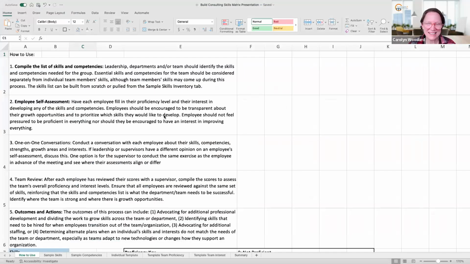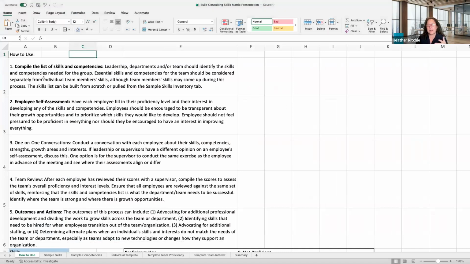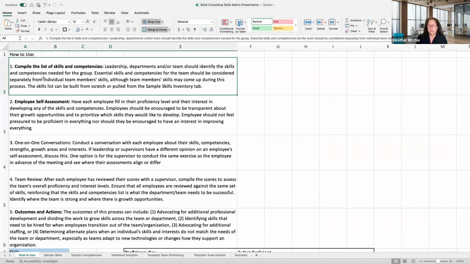And so you may be thinking, how am I going to use this skills matrix? How do I step into it? So the first place you can start is compiling the list of skills and competencies. The reason this is the first step is that not every team or department is going to need the same skills or competencies. And so you can survey your organization, have anecdotal conversations with people. You can just talk to the team and brainstorm, or you could use our sample skills list to get started.